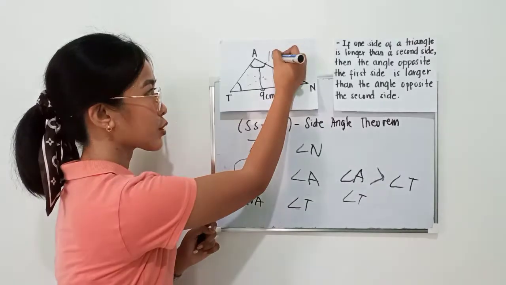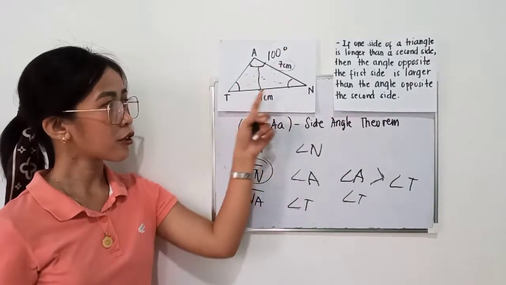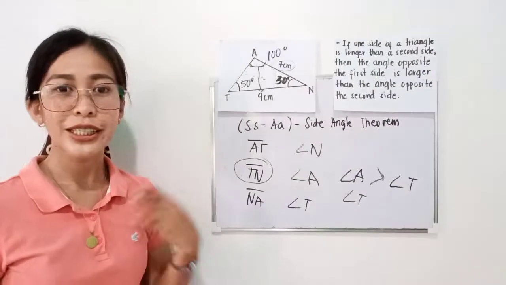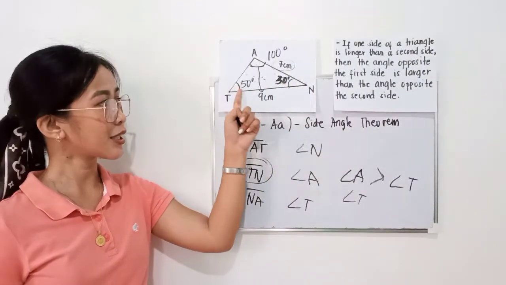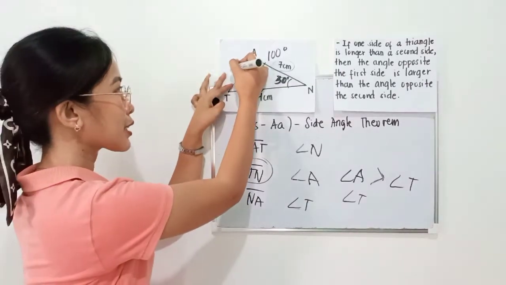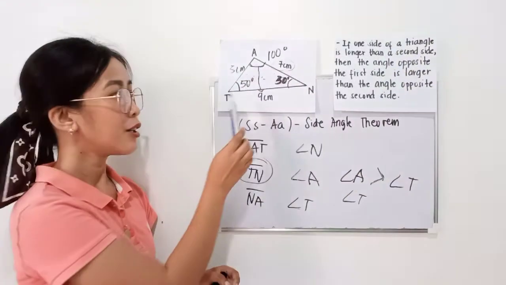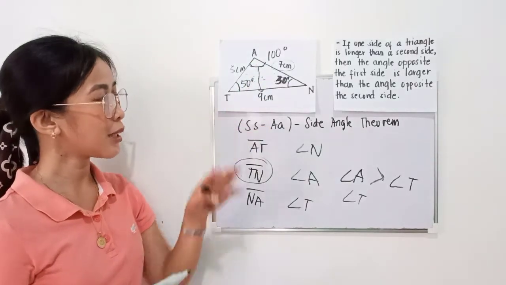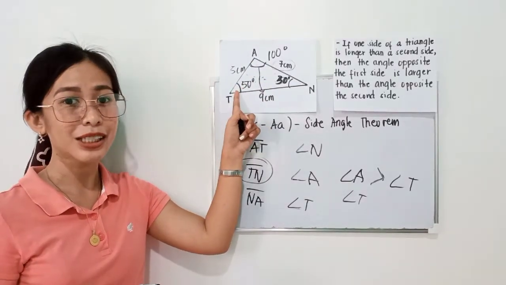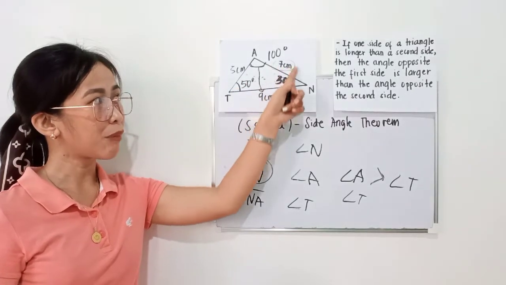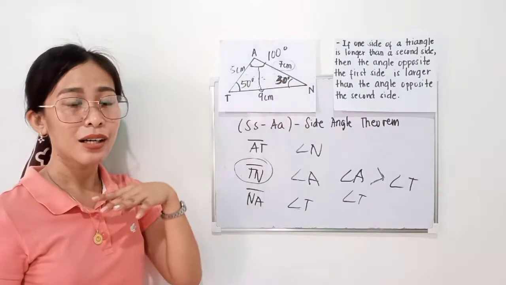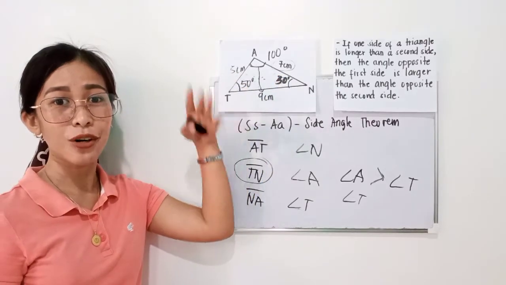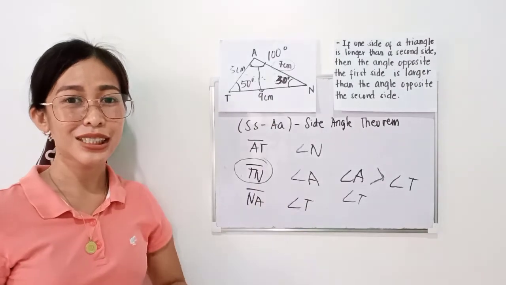For example, angle A is 100 degrees. Therefore, these other two angles should be lower than 100 degrees. Let's say this angle is 30 degrees and this angle is 50 degrees, and this side is 5 centimeters. So, longest side equals largest angle, the one opposite it. Then the next largest angle is angle T, the 50 degrees. Therefore, side AN should also be second. And the lowest angle is angle N, 30 degrees, and as you can see, 5 centimeters is the lowest side. That's how simple it is.